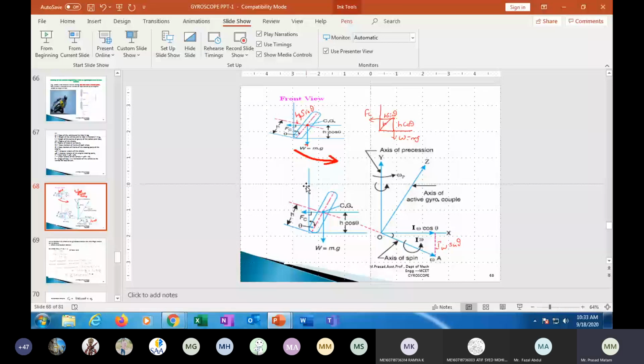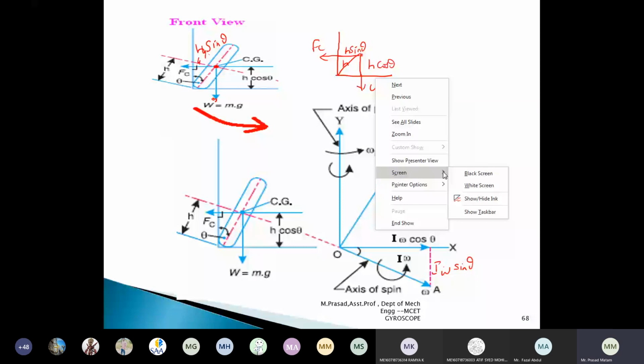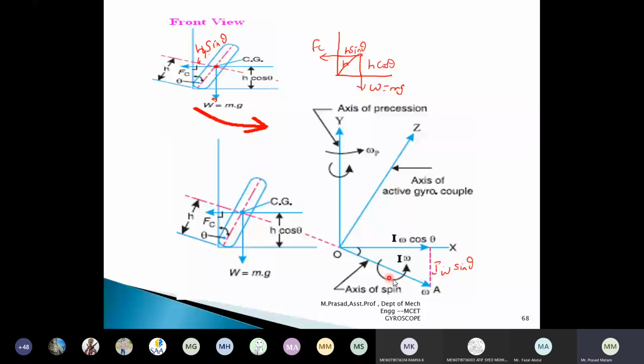This is I omega sin theta. This is I omega cos theta. So the axis of the spin is along OA, along the vector OA. This is the axis of the spin. This is resolved along the x-axis and y-axis. Now the axis of spin will become I omega cos theta. And this is your axis of precession, omega p. And this is your active gyroscopic couple.